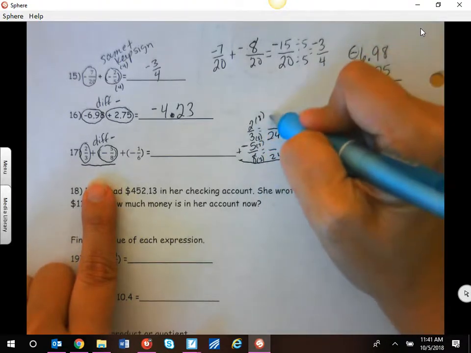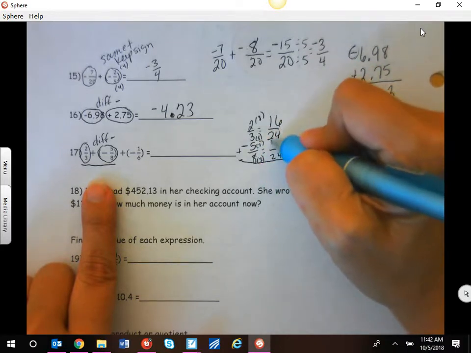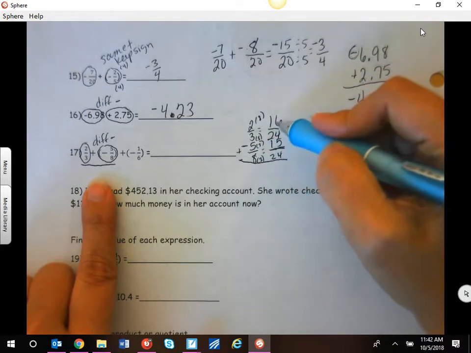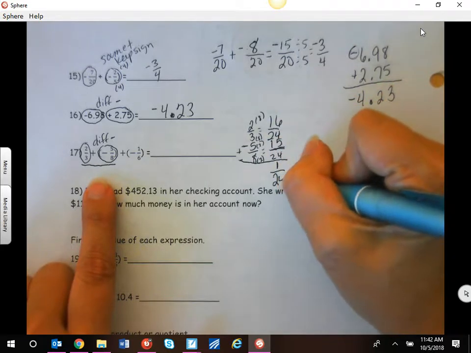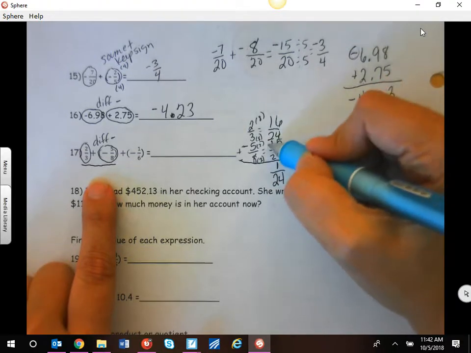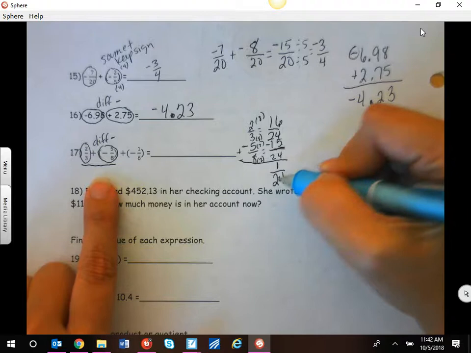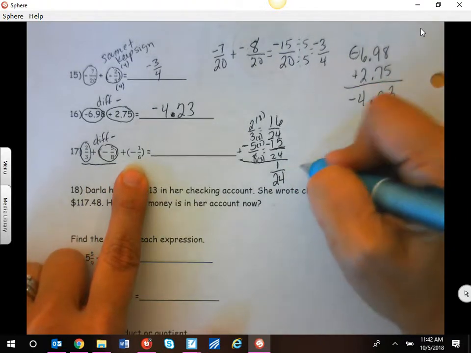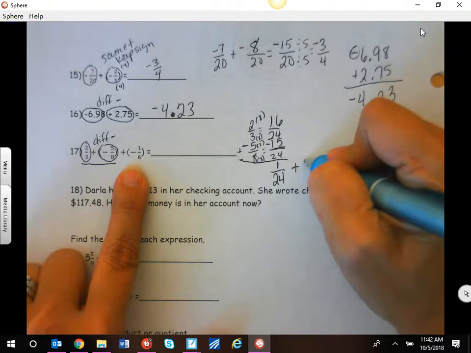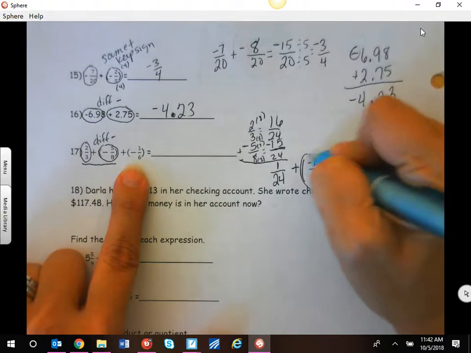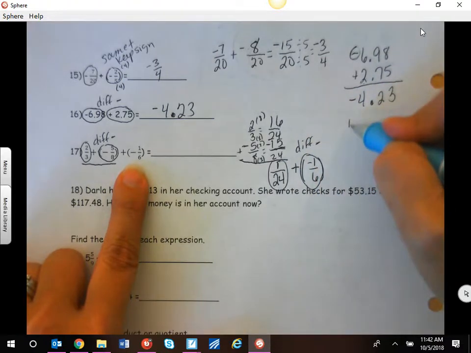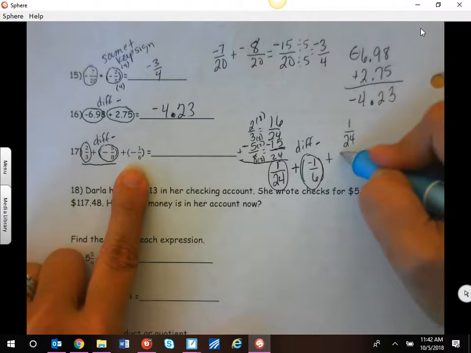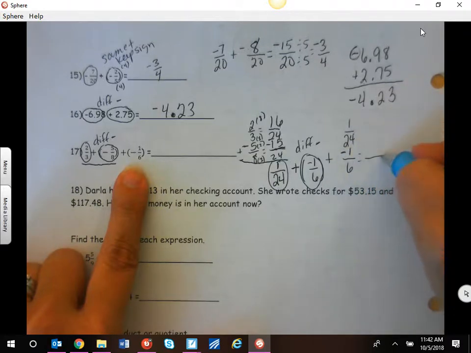2 times 8 is 16. 3 times 5 is 15. And I'm subtracting because they're different. So 16 minus 15 is 1/24. 16 is bigger than 15. And the 16 is a positive. So it's positive 1/24. And then I have to do plus a negative 1/6. And again, these are different. So we're subtracting. So I can write 1/24 plus a negative 1/6. So again, common denominator of 24.